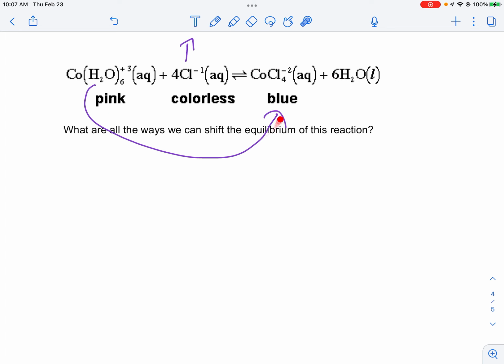This stuff is getting hit more often with the chlorines and having a good chance to come this way. But this stuff isn't really affected. It's not going to be better at going this way. And so what ends up happening is we shift our reaction to the right.